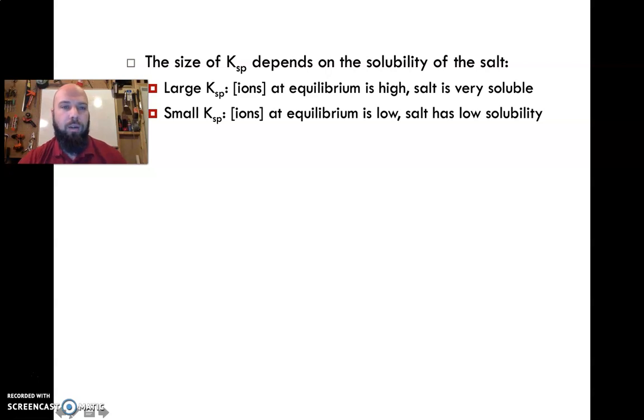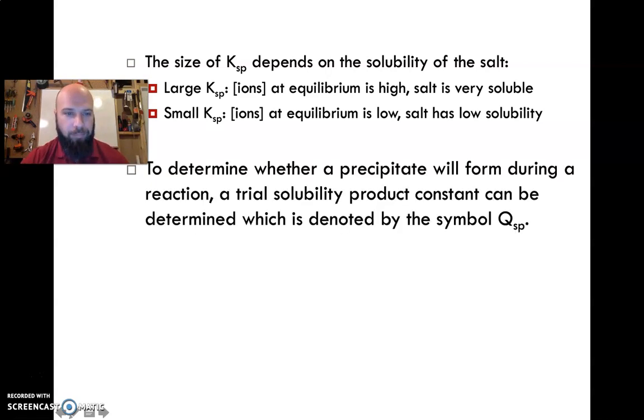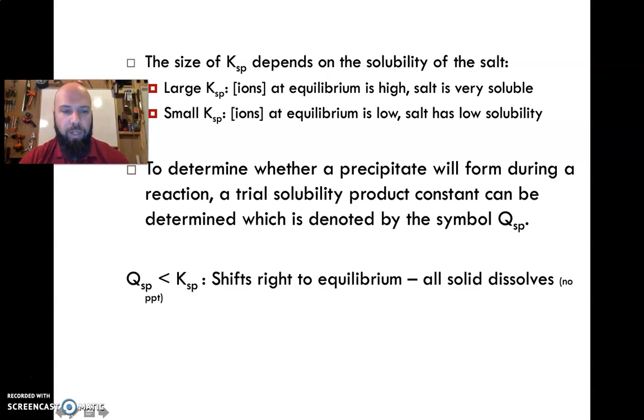You could use a value that you call the QSP to figure out if at some point in the reaction a precipitate will form. If the KSP is larger than the QSP, then you would shift to be dissolving the solid and no precipitate would form.